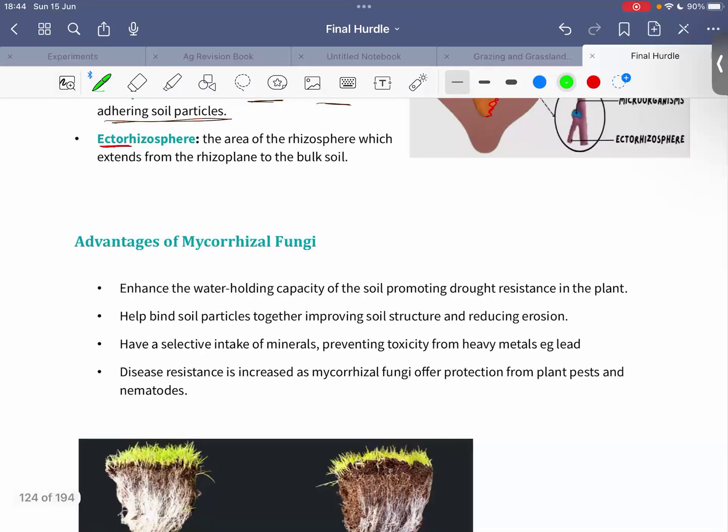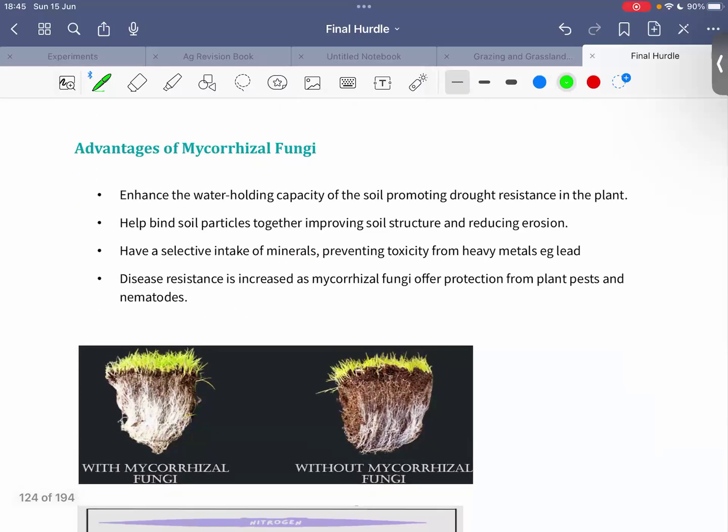Advantages of mycorrhizal fungi. Okay, so this is a soil here without your mycorrhizal fungi, not much roots. Here's the soil with your mycorrhizal fungi, loads of roots. Okay, so what are the advantages of mycorrhizal fungi? Please learn this. I put a little heart beside that. Enhances your water holding capacity, reduces drought in our plant. Helps bind the soil together, an aid to flocculation, like fibrous roots. There's nearly more fibrous roots. The mycorrhizal fungi binds the soil together, improving the structure and reducing erosion. Those 2 points go hand in hand.